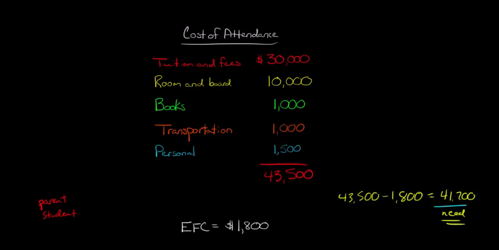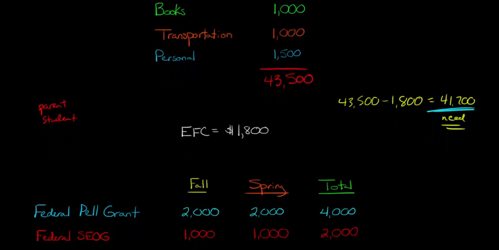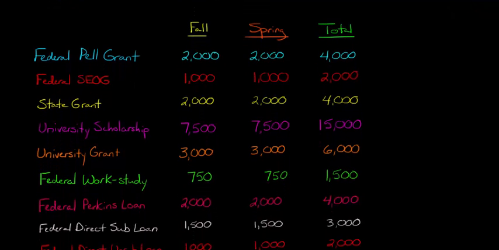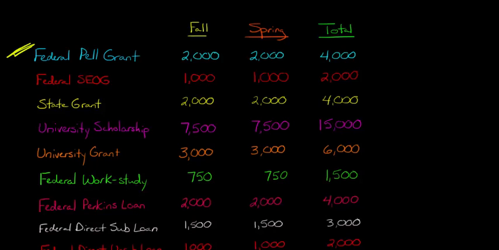So again, the need is $41,700, and then it's going to detail the different grants, scholarships, loans, etc. that you have been offered to attend this university, and it's going to do it by semester. Okay, so you're going to have the fall, you're going to have the spring, and then the total for the entire year. You get the option to accept or reject each type of aid that you're being offered. So let's just assume that you receive a Pell Grant, a federal Pell Grant, and so for the fall you receive $2,000, and the spring would be $2,000. It's usually the same amount each semester, and so the total you'd be offered in Pell Grants is $4,000.